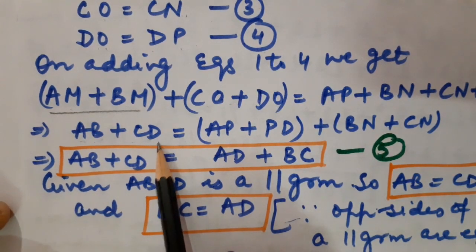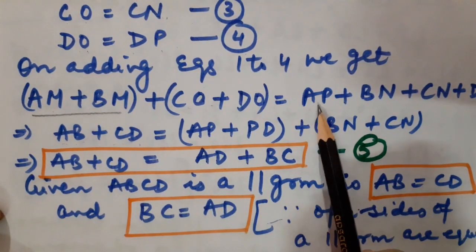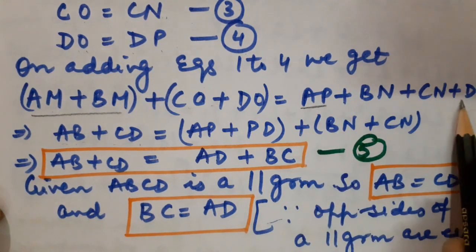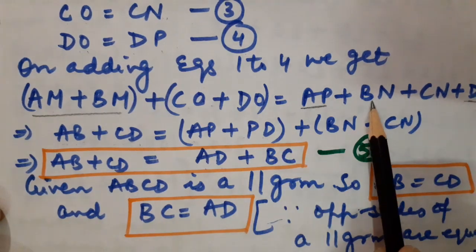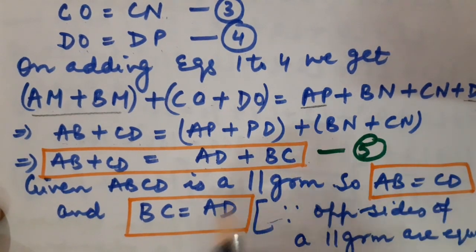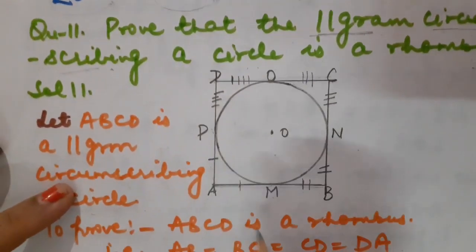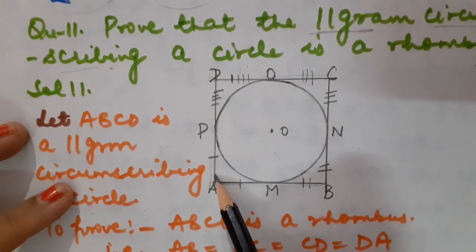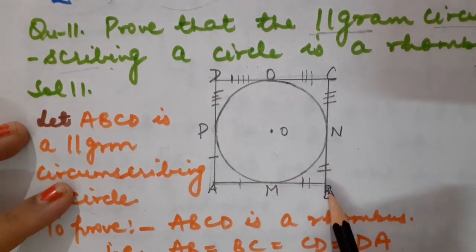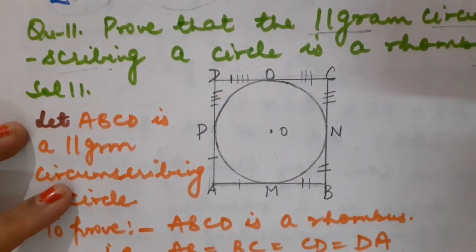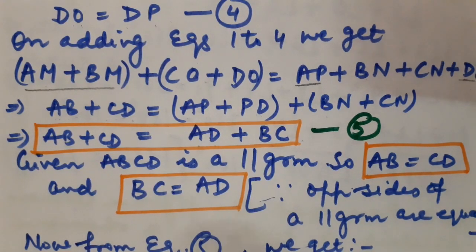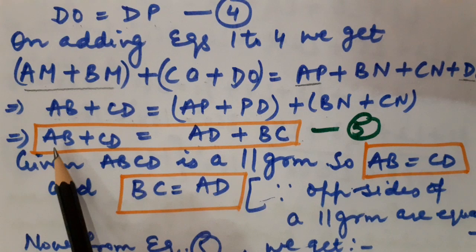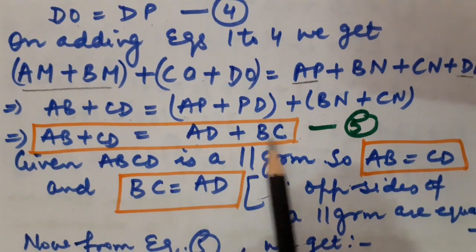Fine, children. Now let us talk about the rest of the two sides. If I add AP and PD, AP plus PD, it would become AD. And BN plus CN will become BC. Let me show you. AP plus PD is equal to AD, and BN plus CN is equal to BC. Correct, children? So while understanding this proof, have you understood something? See, this is AB plus CD is equal to AD plus BC.